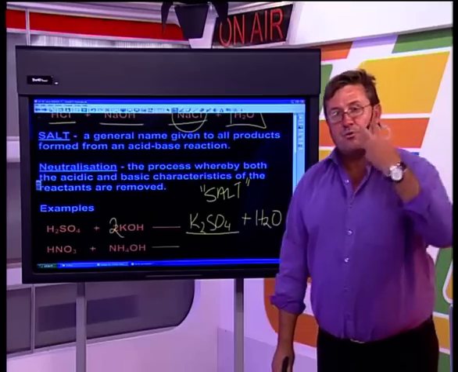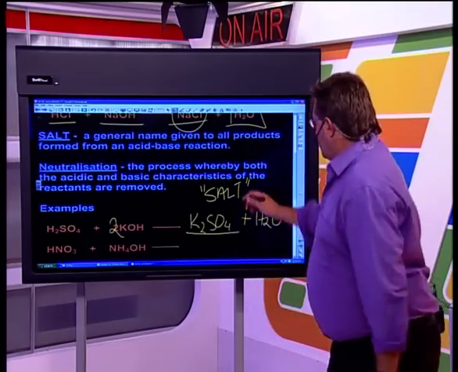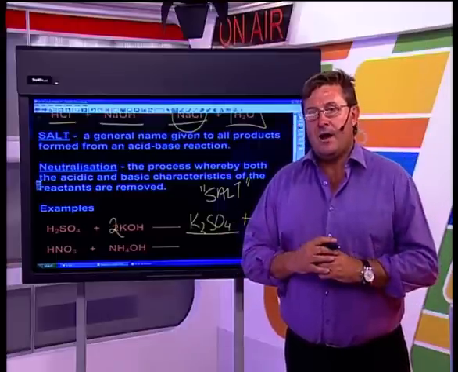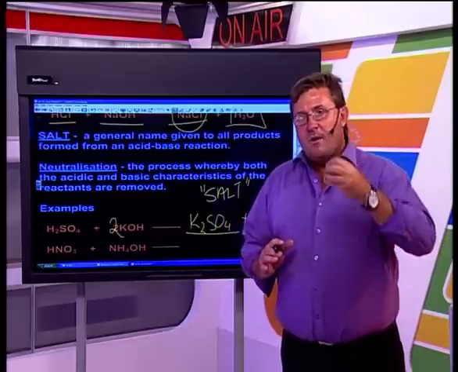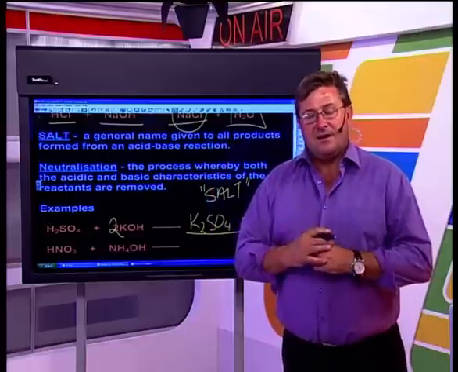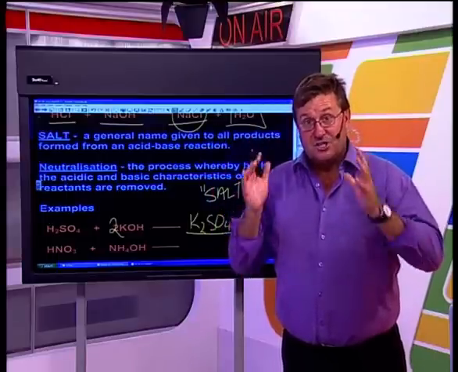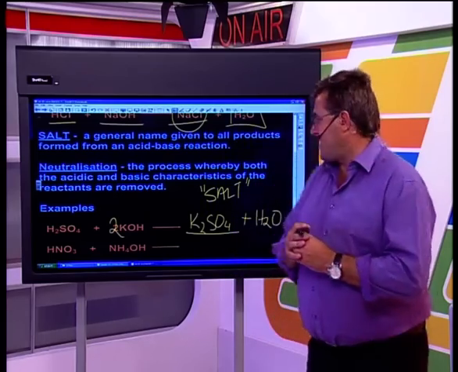Because it's a product of an acid-base reaction. Now, do we sprinkle potassium sulfate onto our food? Absolutely no ways. So, guys, please, we must get away from thinking that when we talk about salts, we're talking about the stuff we sprinkle on our food. A salt is simply the general name or general term that we give to the product of an acid-base reaction.